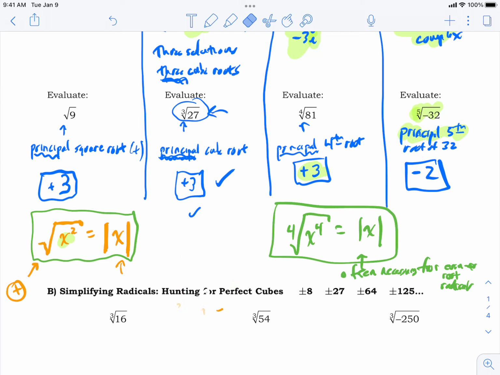So that's kind of nice, right? So I'm going to just make a little symbol here. No worries for odd roots, odd root radicals.